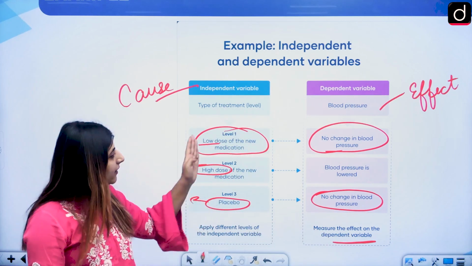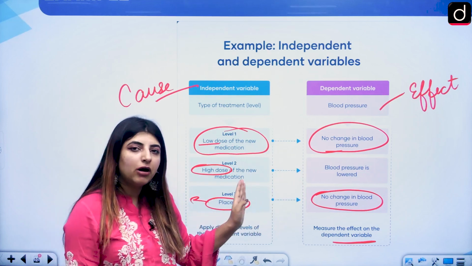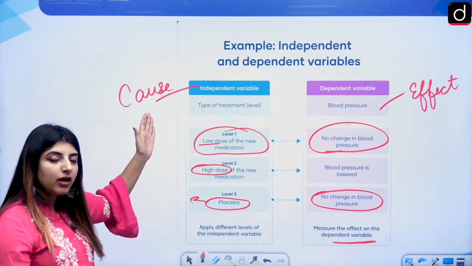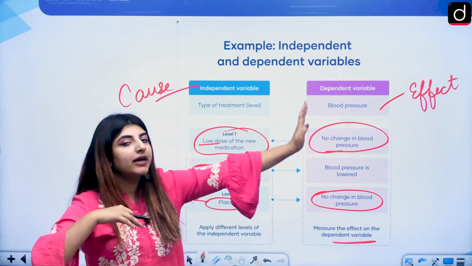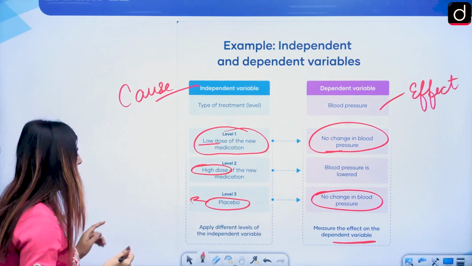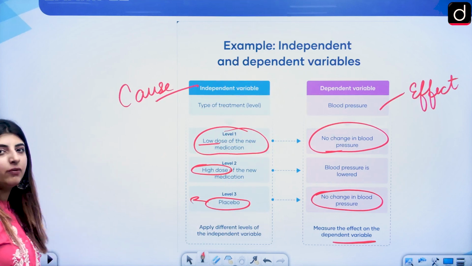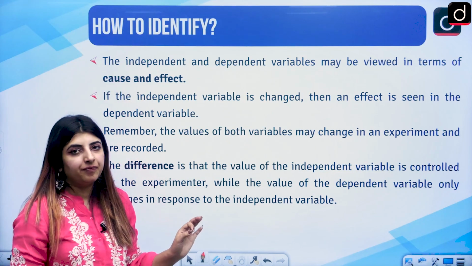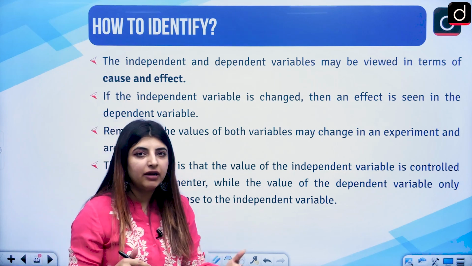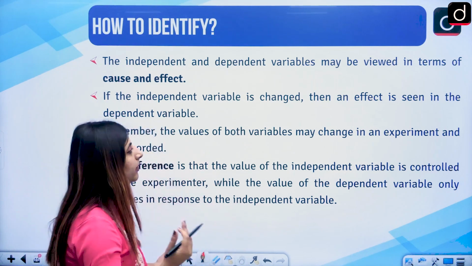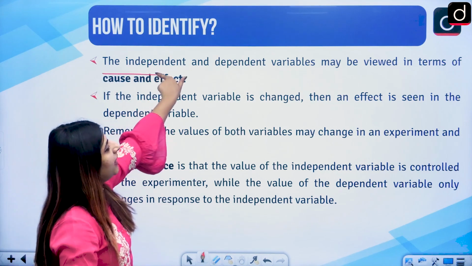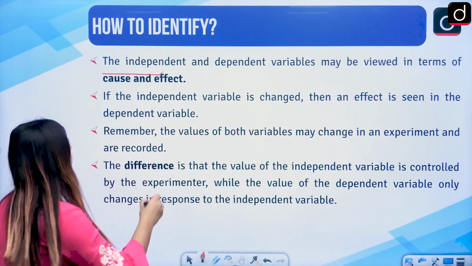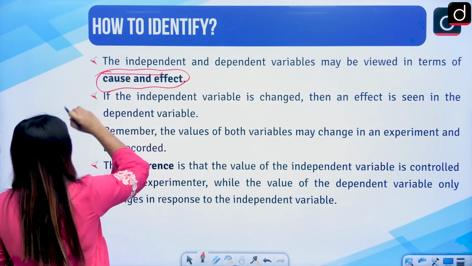Now, you see why am I talking about this, right? And what am I talking about here? That here we need the cause to measure the effect as well, right? So this variable, the independent variable, will be manipulated. How to identify which is the independent variable and which is the dependent variable? We'll be talking about that. The independent variable and dependent variable may be viewed in terms of cause and effect, right?